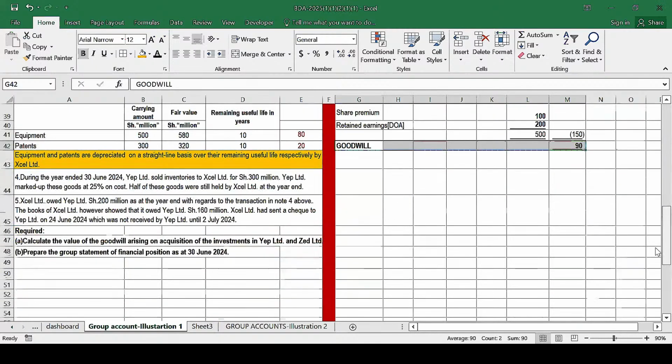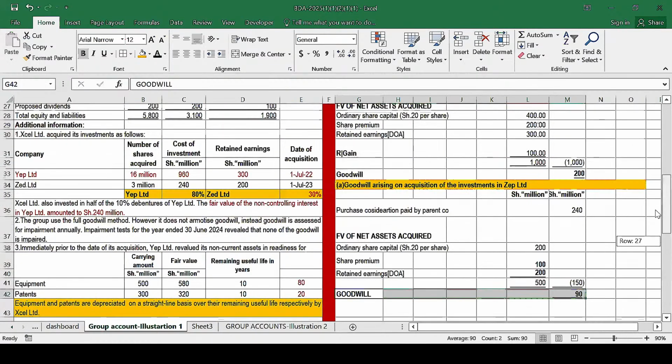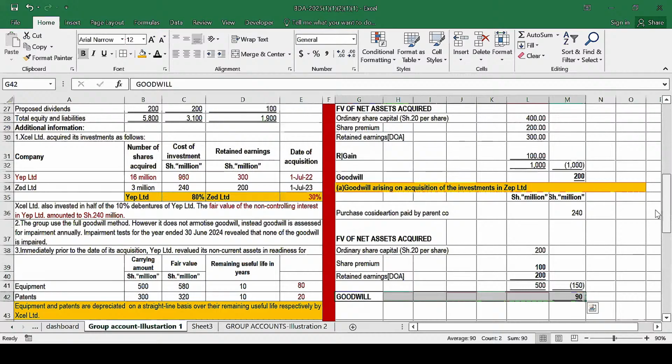Because I hope you can see there is nowhere we are even given the NCI for the associate. Though we are saying in an associate, we don't have it. In the parent company, the associate is the NCI. Okay.